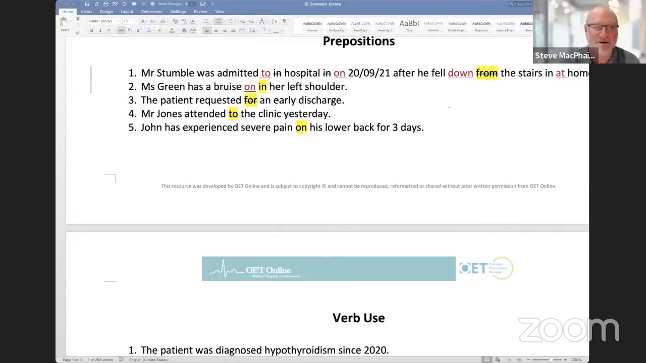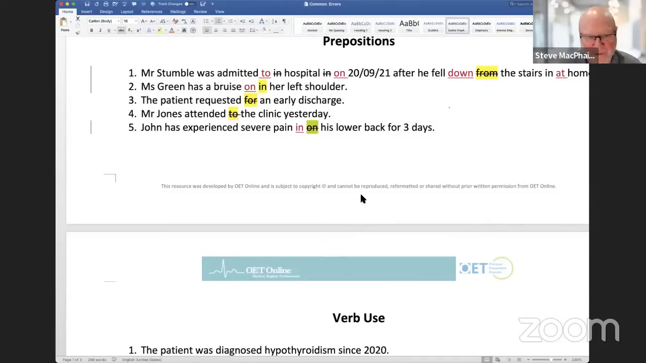That's also confusing. Mr. Jones attended to the clinic yesterday. Well, we've created a new meaning. If you attend to something, you attend to the patient. You care for the patient, right? But no preposition is required. Mr. Jones attended the clinic yesterday. We're changing meaning. John has severe pain on his lower back. Well, pain is internal, isn't it, everyone? So the pain is in the lower back.